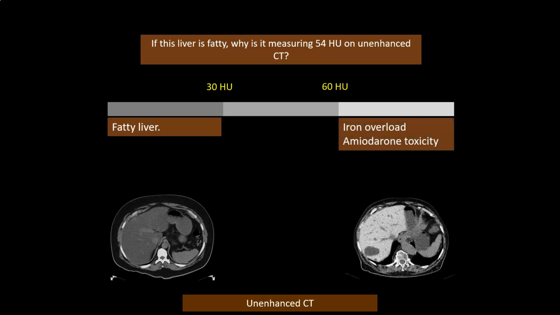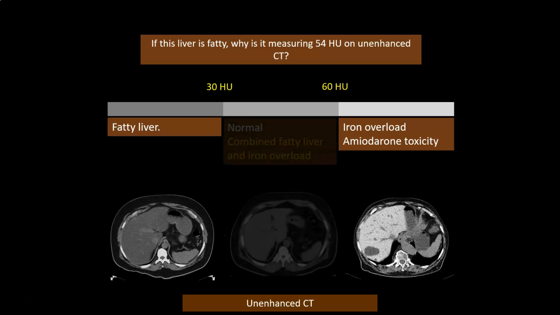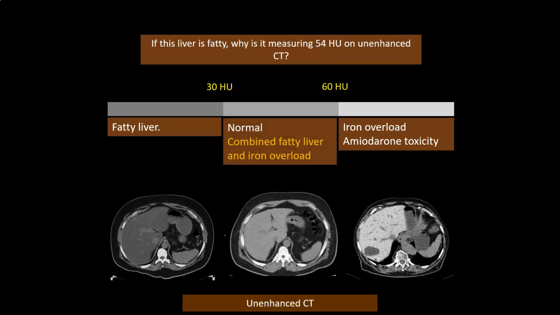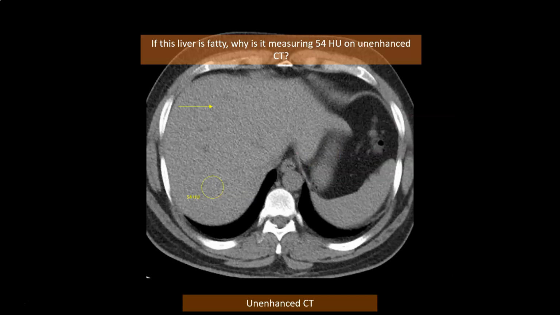And above 60, it is a dense liver, which happens in iron overload and amiodarone toxicity, to name only two disease entities. So between 30 and 60, we have the normal liver, but also we have the combined fatty liver and iron overload. And this is exactly what may be assumed to have happened in the present case.